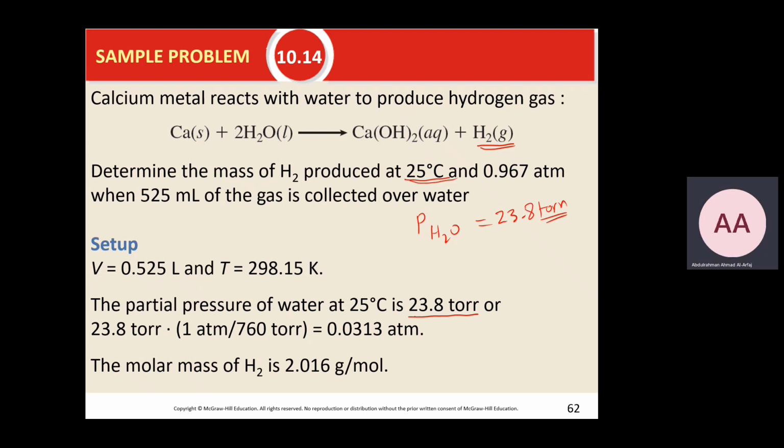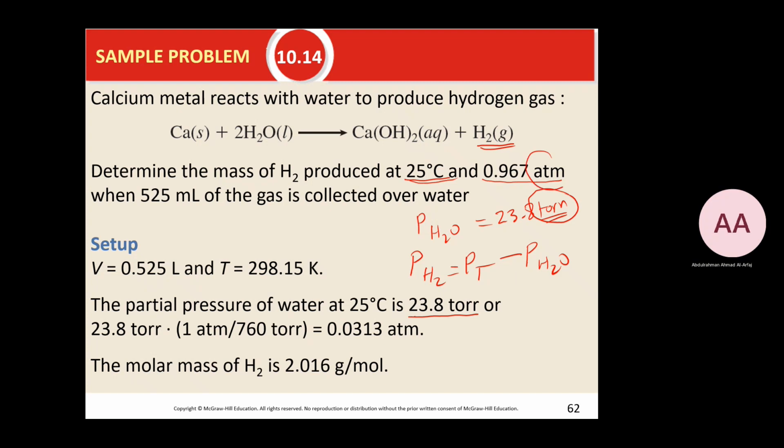So if the total pressure is 0.967 atmosphere, then what will be the pressure of H2? It will be the total pressure, which is 0.967, minus the pressure of H2O, but you have to keep the same unit. This is atm and this is torr, so you have to change this one to atm or change this one to torr to find the pressure of H2 only. Good.